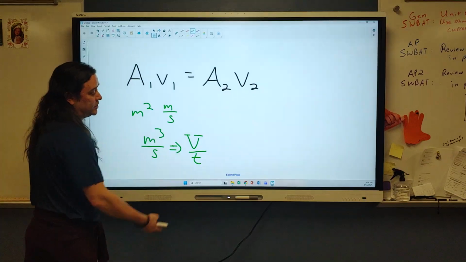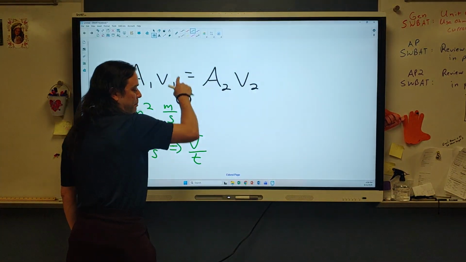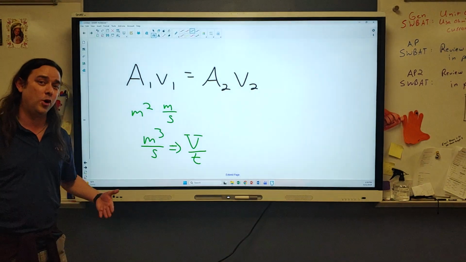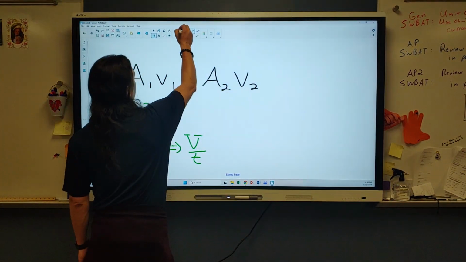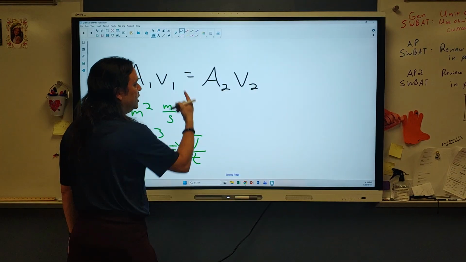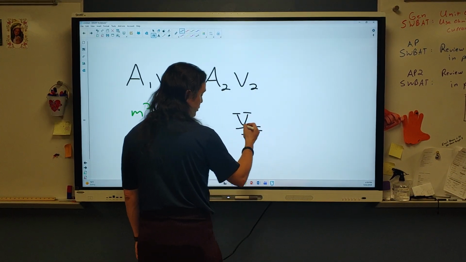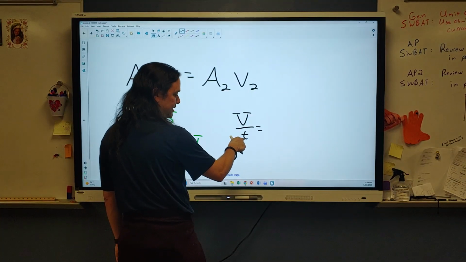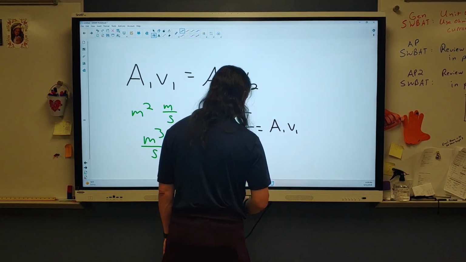So far as I know, this equation is not on the reference sheet. The continuity equation is, but there isn't necessarily something that tells you volume flow rate. So if this is not something you are familiar with, I can understand why that would be a little confusing. In this case, we get our volume divided by time, our volumetric flow rate, is equal to our area times our velocity.